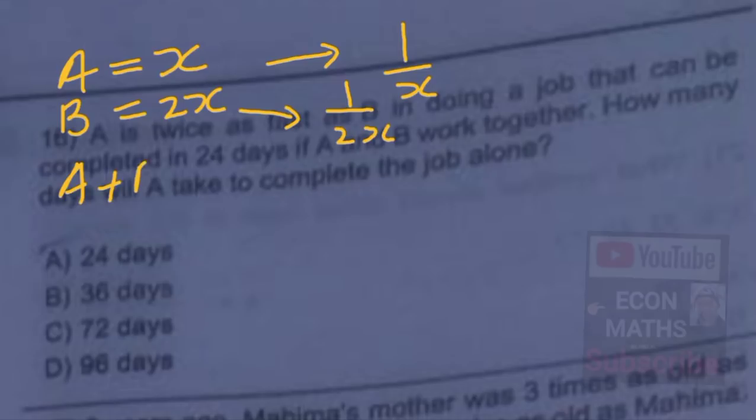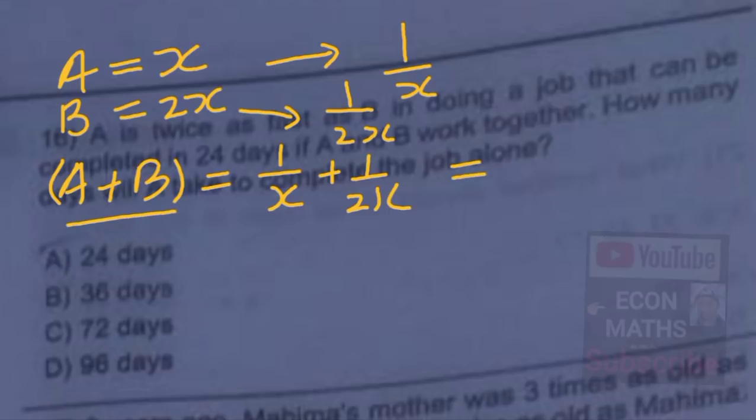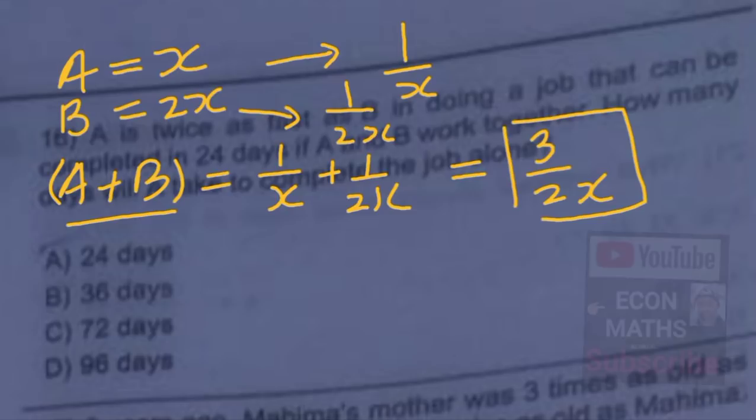Now, in one day, A can complete 1 divided by x of work, and B can complete 1 divided by 2x of work. Together, A plus B will complete 1 divided by x plus 1 divided by 2x of work. That is the work done by A and B in one day, which, when solving, is 3 divided by 2x.